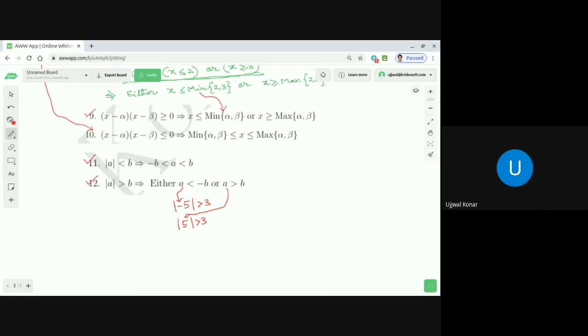So with this, I would like to conclude the class for today. But just before concluding, I would like to show you the DPPs for linear inequalities as well.